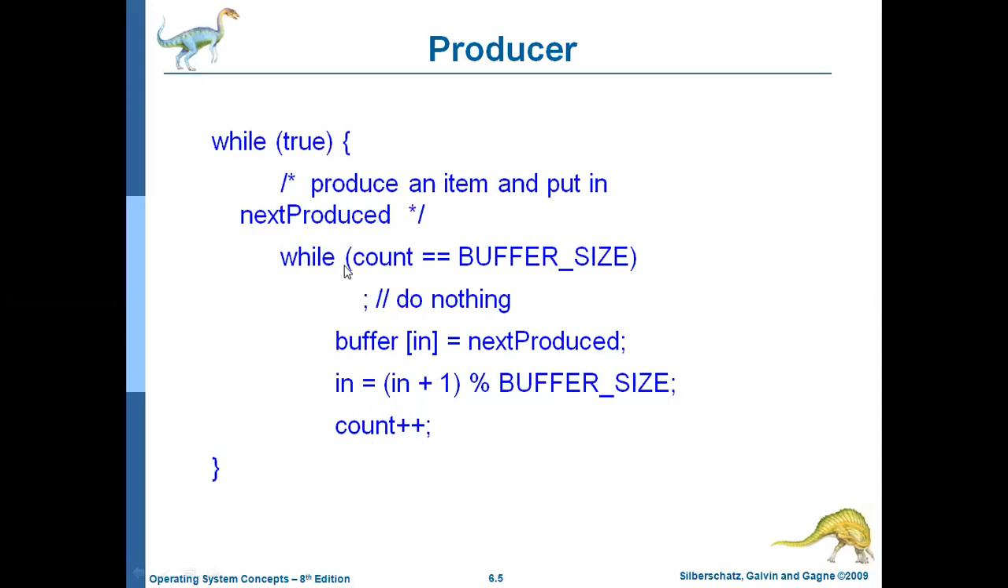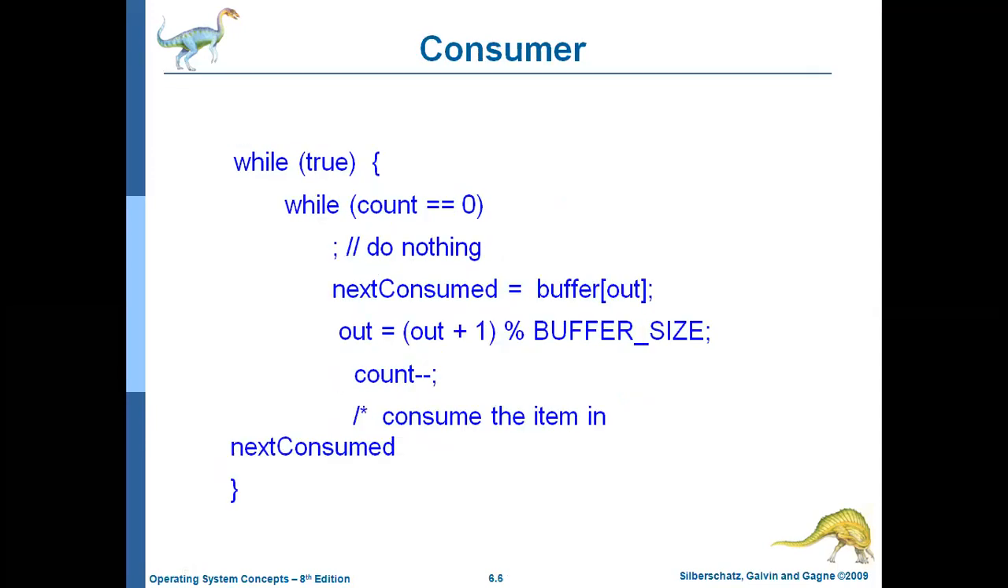Move to this one. 5 equal to buffer size means 5 equal to 5. Whenever these two things are equal, what you need to do? Do nothing. That means whenever the count value is equal to buffer size, the producer cannot do anything. Why? Because the buffer is full. So whenever the buffer is full, the producer has to wait for the consumer. Whenever the buffer is full, the producer cannot produce the items into the buffer. Okay, and the next one is a consumer problem.